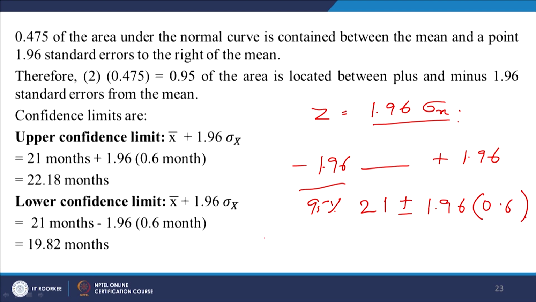So that gives us a value of 19.82 on the lower limit and 22.18 on the upper limit. Your mean was 21 months, which lies between these two. In such a condition, you can assume that the null hypothesis is not rejected, and it lies within the boundaries of the extreme values, that is the class interval. So this was case 1.